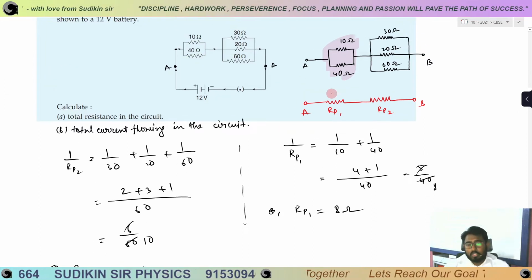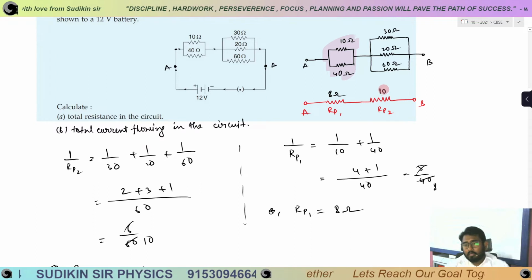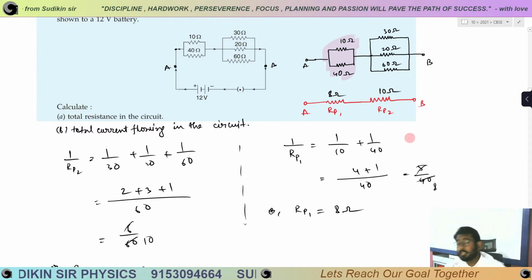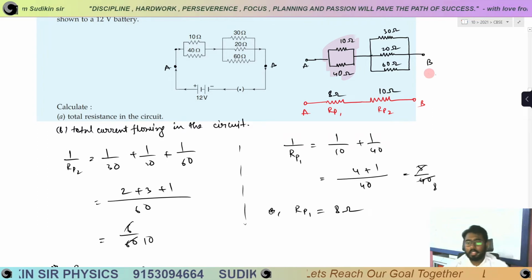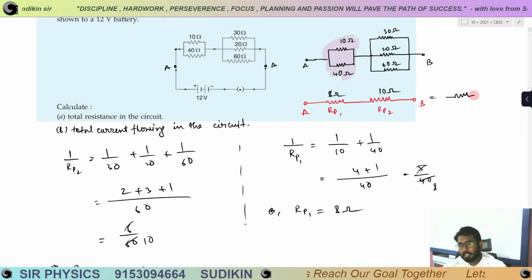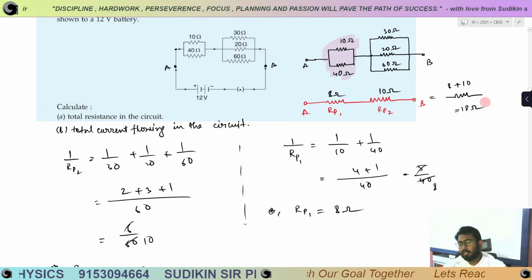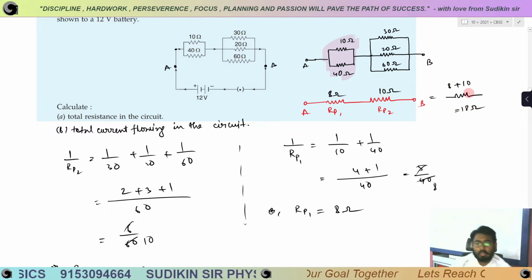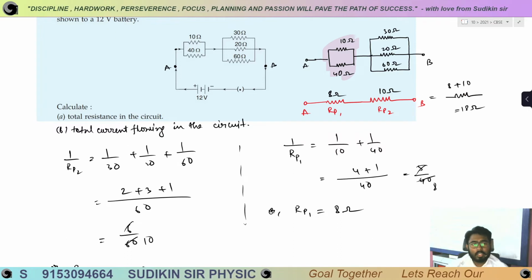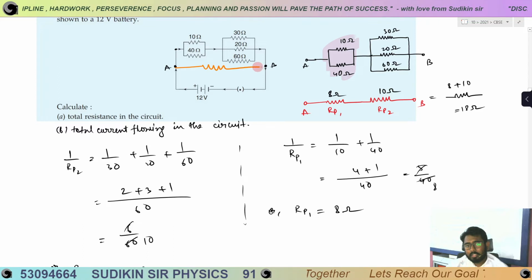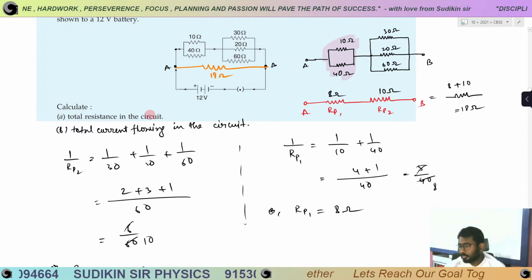Now, this is 8 ohm and this came out as 10 ohm. Tell me, are they in series or parallel? Series. Very good. If they are in series, can I write them as a single one? That will be 8 plus 10, so the answer will be 18 ohm. Are we clear? So what we found is that the resistance we imagine between A and B by replacing this one has become 18 ohm, right?